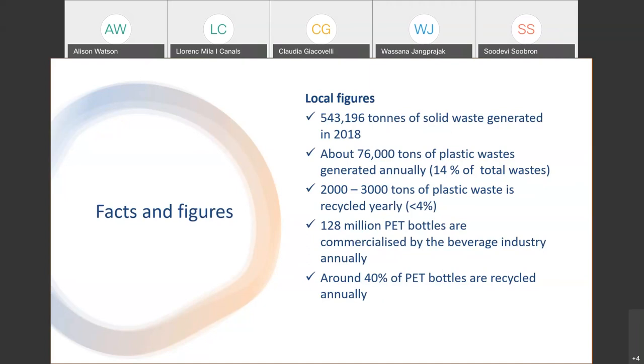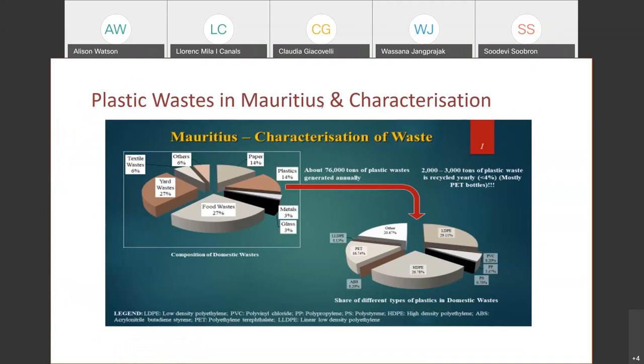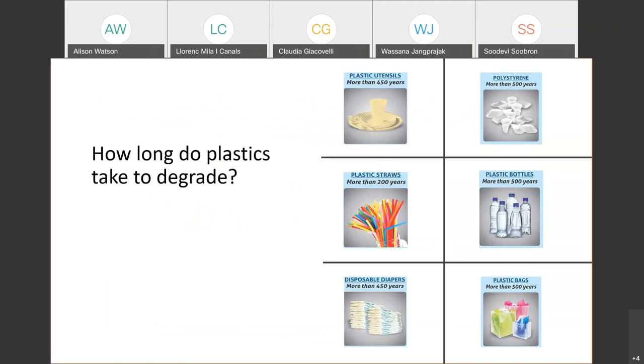Yes, we have the plastic waste. This is a characterization that has been done by our ministry. Out of the 14% of the plastic waste, we have the different types: LDPE, PVC, polystyrene, PP, and PET. Next slide, please.